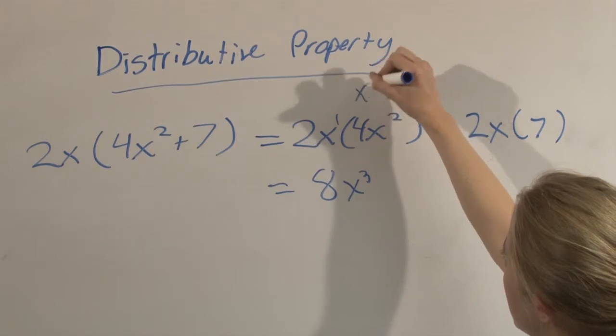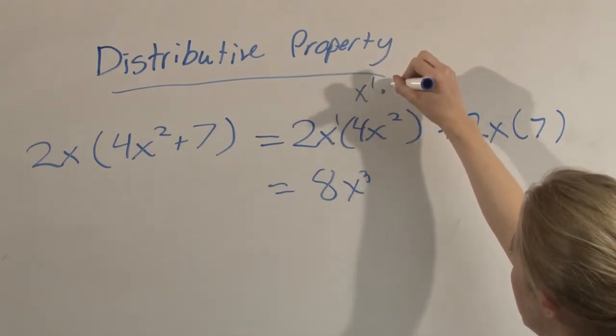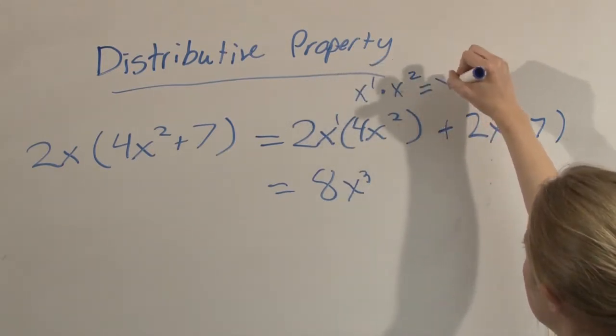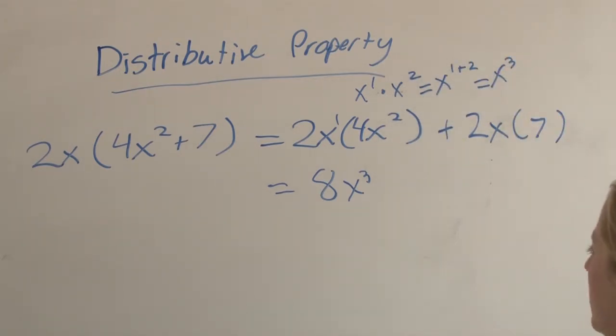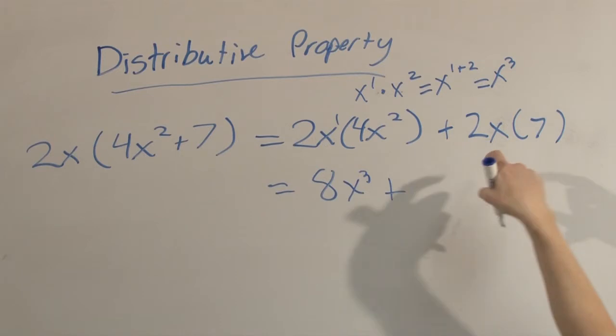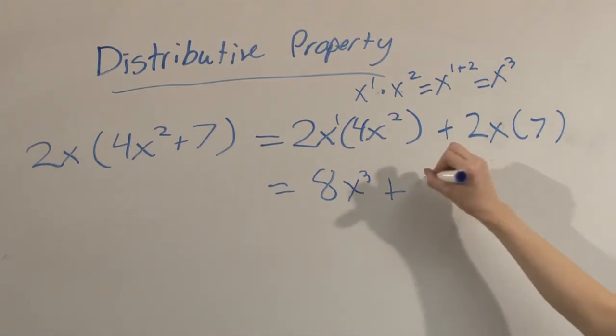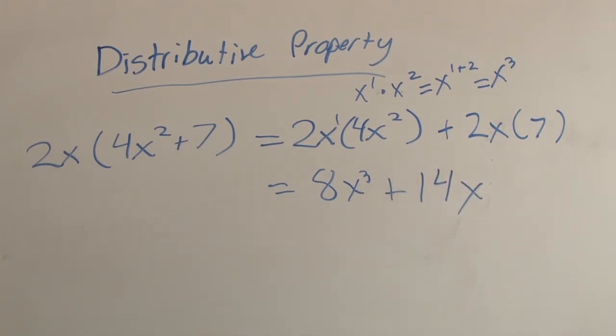So x to the 1 times x to the 2 is going to be x to the 3rd. And then here, we'll just multiply the 2 times 7, so that's going to be 14x.